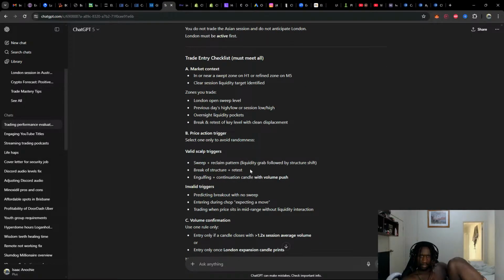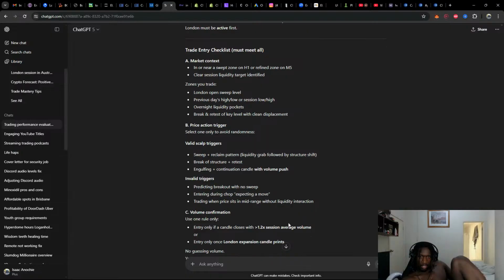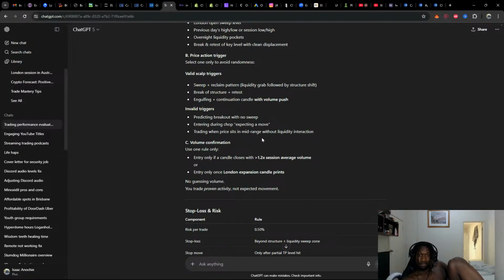Valid scalp triggers: sweep plus reclaim pattern, break of structure plus retest, engulfing plus continuation candle volume. Invalid triggers: predicting breakout with no sweep, entering during chop expecting a move, trading when price sits in mid-range without liquidity interaction. Okay, I understand that.